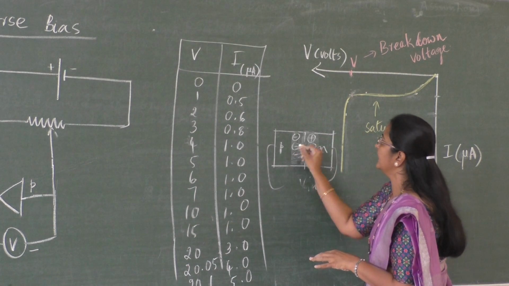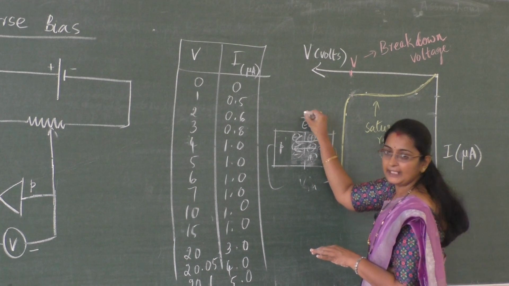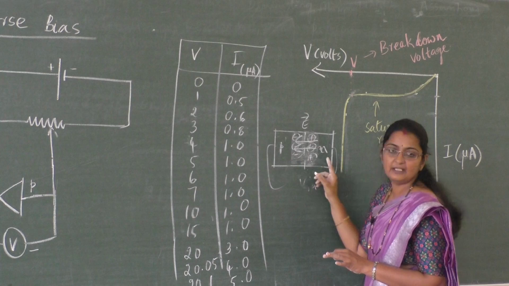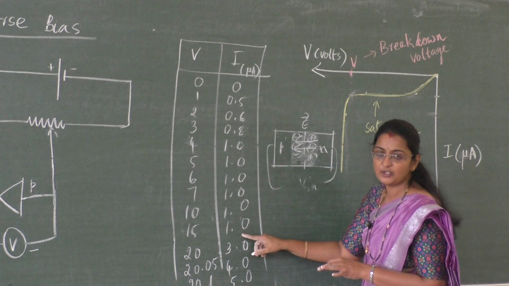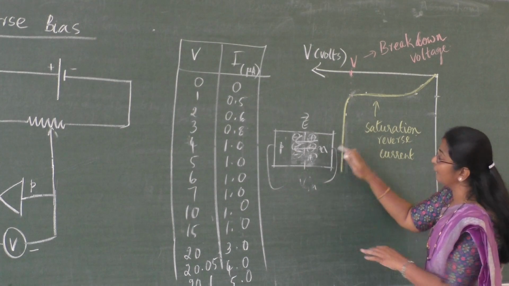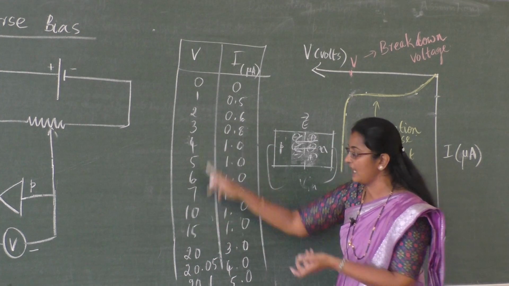As a result, what is generated because of this fixed space charge region? Electric field. And this electric field slowly starts drifting the minority charge carriers, and that current is up to saturation current. This current is because of minority charge carriers.